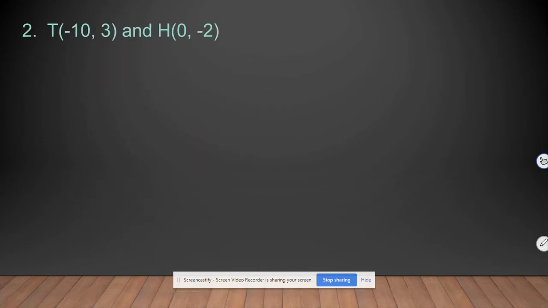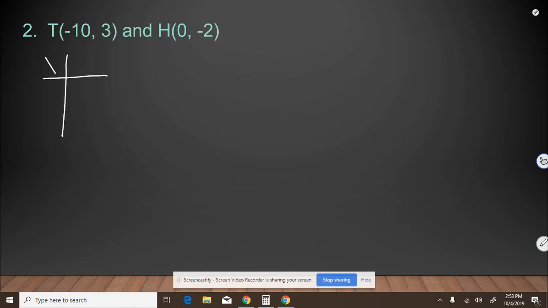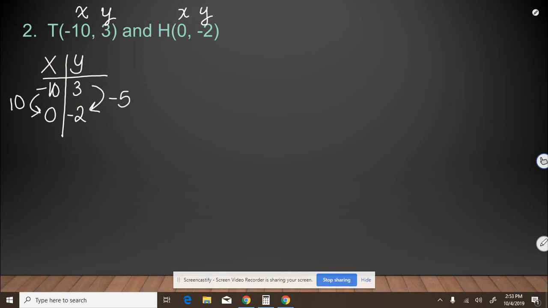Number 2. Again, we set up our table. X, then y. In t, x is -10 and y is 3. In h, x is 0 and y is -2. So 0, -2. So now we can set up our table and find our slope. 3 to -2 is going down 5. -10 to 0 is going up 10. So my m, which is change in y over change in x, is -5 over 10, which simplifies to -1/2.